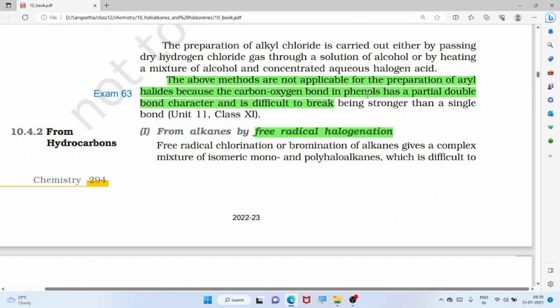The above methods are applicable only for preparing alkyl halides. Aryl halides are not prepared with those because the carbon-oxygen bond in phenols has partial double bond character and is difficult to break.